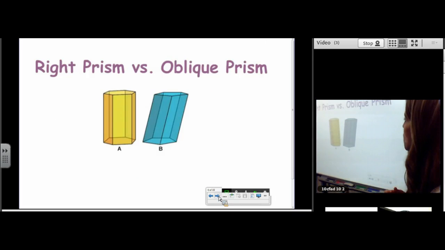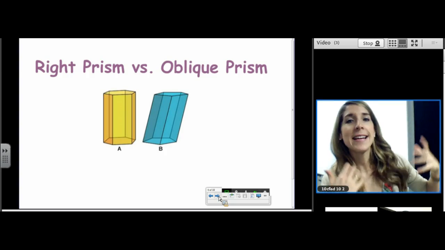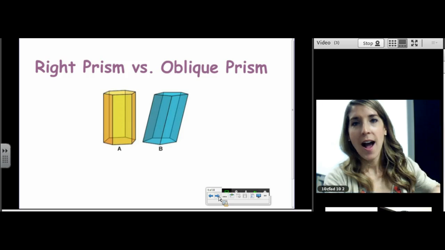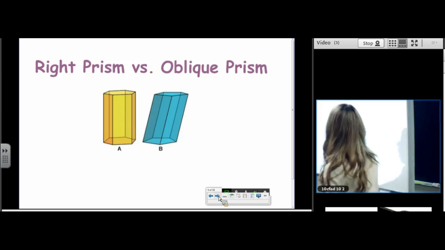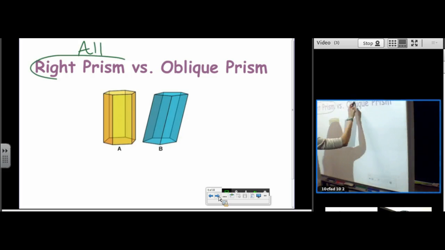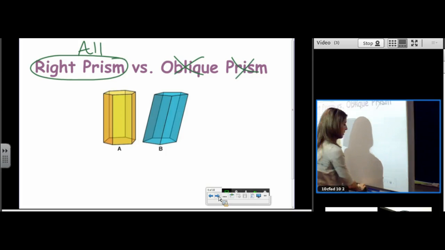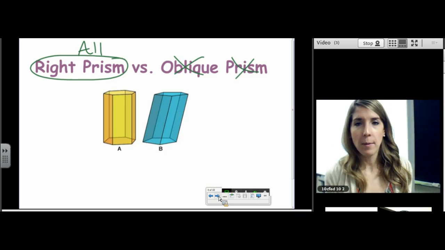Okay, you're going to see every now and then in your homework, the words, in a right prism, blah, blah, blah. I just wanted you to know what they meant by a right prism. In our class, all of our prisms are going to be right prisms. We're not even going to learn how to find the surface area and volume of an oblique prism. But I wanted to give you a visual.